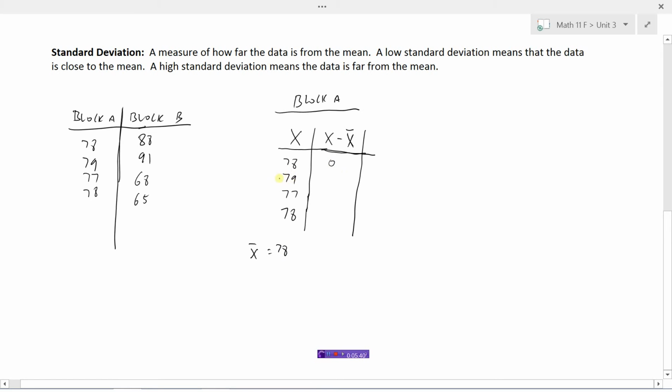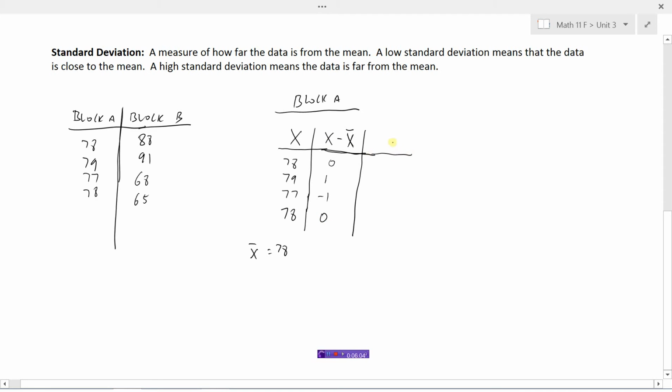If we take this data point, which was 79, and subtract the mean, so 79 minus 78, that'll be 1. Or in other words, this data point is 1 unit away from the mean. Here, 77 minus 78 would be negative 1. And then here, the last one would be 78 minus the mean, which again is 0.